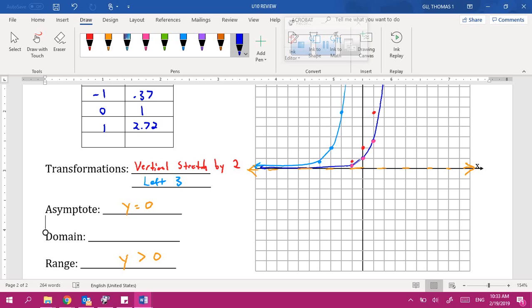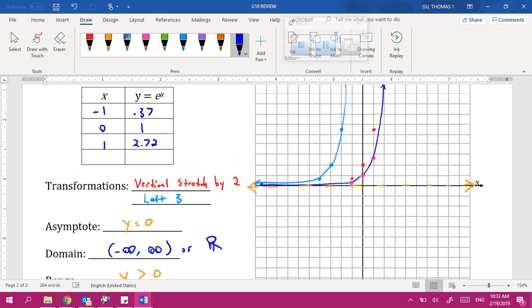And then lastly, the domain for any exponential, this is an exponential function after all, is going to be -infinity to +infinity. Or also you can write all real numbers. And that will be the end of number 9.